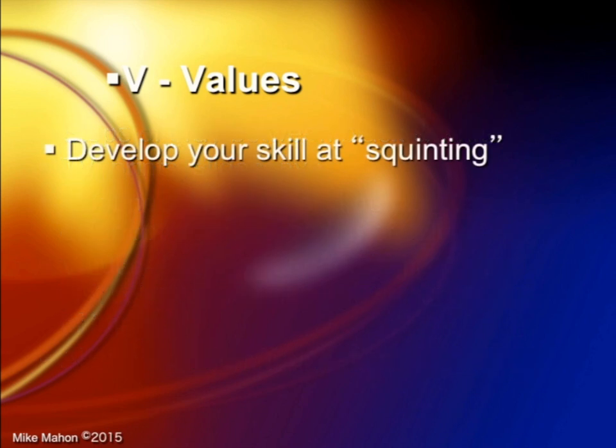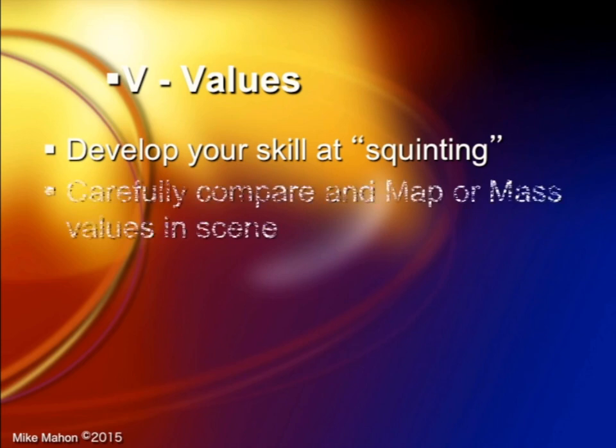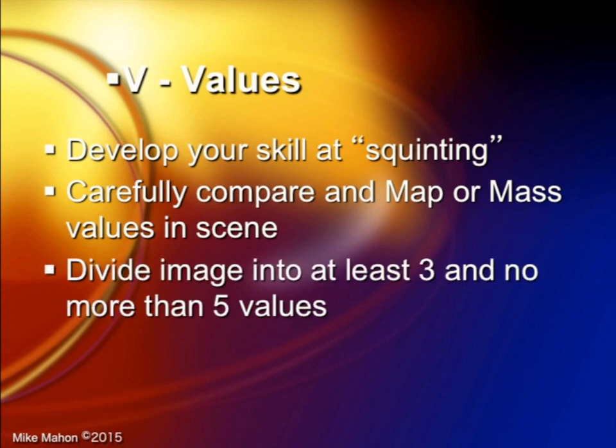Squinting is where you squint, and you see fewer and fewer values when you squint, and it helps you to learn to map your values in a scene. We'll talk about that later. Ideally, your values in the early stages of your painting, you want to cut it down to 3, maximum 5 values. And you want to think in terms of the 80% rule. And the 80% rule is basically that 80% of your darks should be touching.